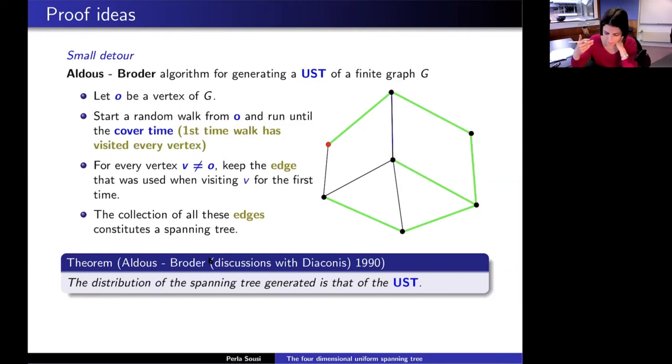So we have a finite graph. What we do is we run a random walk until the cover time, and then for every vertex apart from the starting vertex, we keep the edge that was traversed the first time we visited the vertex. All of these edges form a spanning tree, and it has the correct distribution.